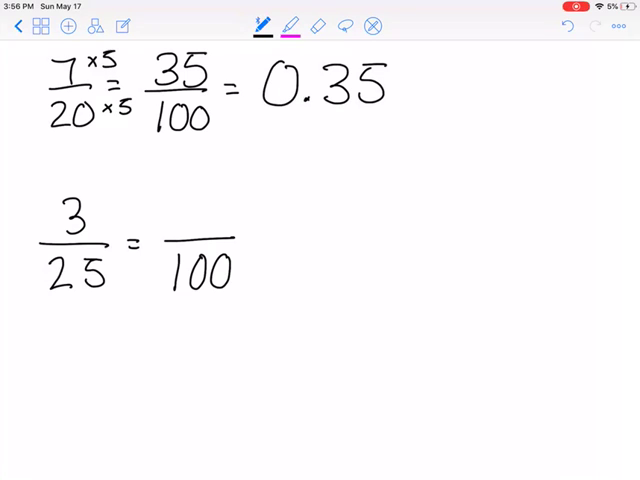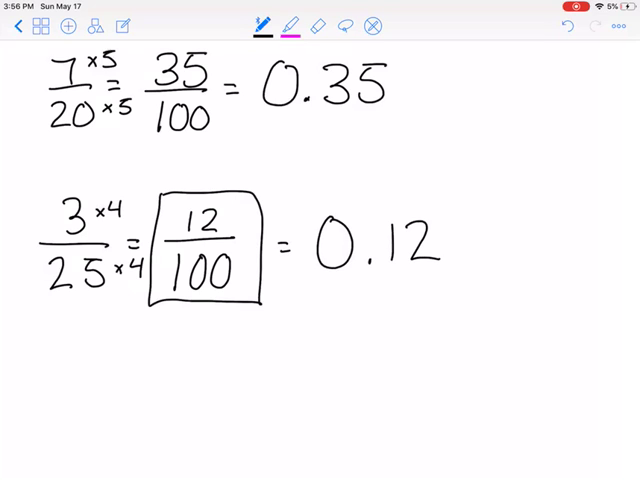Okay, what times 25 would give you 100? Well, I know there's 4 quarters in a dollar, so 25 times 4 is 100, and 3 times 4 is 12. So now I have 12 hundredths, so my answer is 0.12. Last one, 14 halves. Well, I already know that this is going to be a whole number with no decimal because 14 is a multiple of 2, because 7 times 2 is 14. So 7 is my answer.